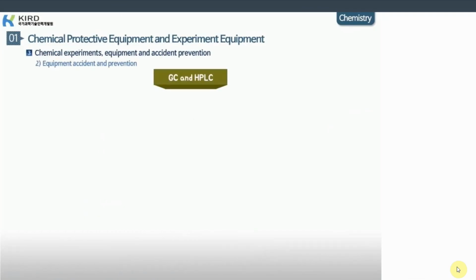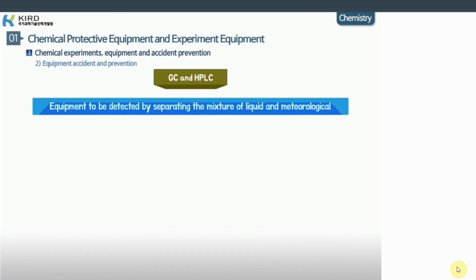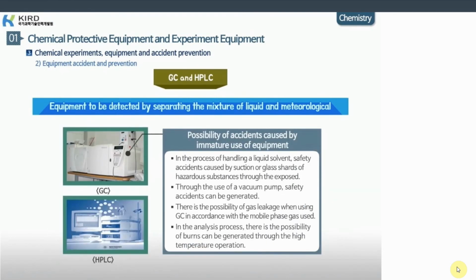GC and HPLC are the equipment used to detect by separating a mixture of liquid and gas. The main cause of the accident is the immature use of equipment. Before using the equipment, fully understand how to use the equipment. In the process of handling a liquid solvent, safety accidents can be caused by suction or glass shards of hazardous substances, through exposure. Through the use of a vacuum pump, safety accidents can be generated.